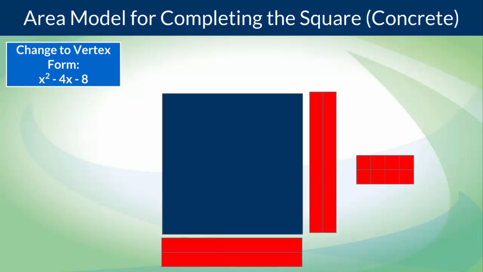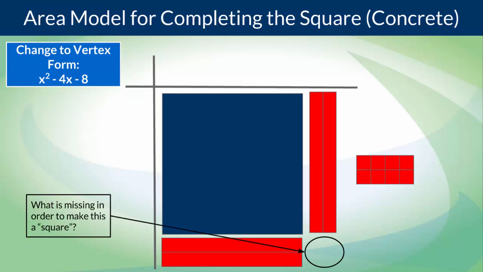So if we were to represent x squared minus 4x minus 8 using our algebra tiles, it would look like this. The big blue block is our x squared. We have 4 red x's, that makes them -4, and then we have 8 of the red squares, which makes that -8. Our task is to figure out what's missing in order to make this thing into a square.